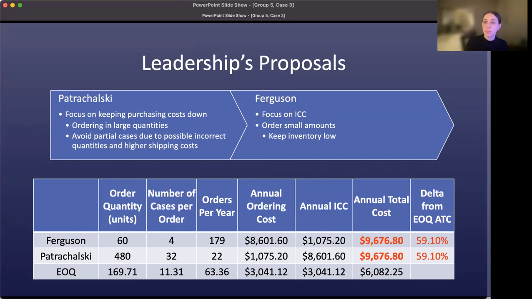Ferguson's claiming the most important issue is the cost to carry inventory, and he's arguing for ordering 4 cases at a time to keep average inventories low. So let's see how those proposals stack up.